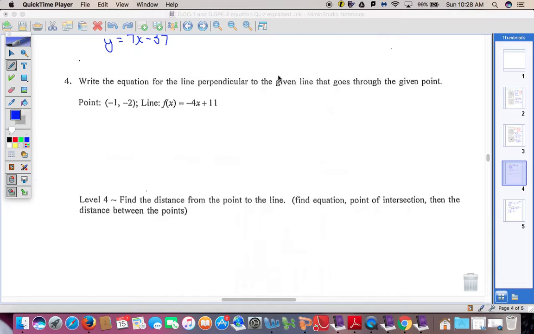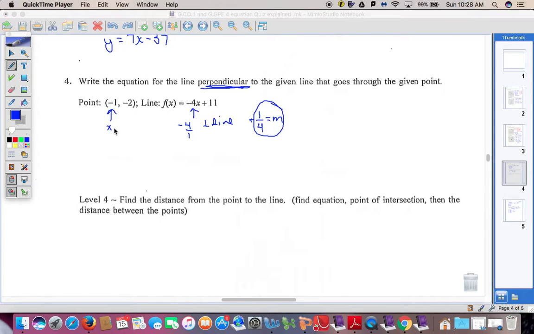So write the equation of a line that's perpendicular to the given line that goes through the given point. Okay, again, perpendicular lines have slopes that are opposite reciprocals. So my current slope is negative 4, so the perpendicular line would have an opposite reciprocal. The opposite of negative is positive, and the reciprocal of 4 whole, we can always write that as a fraction by putting it over 1, would be positive 1/4. So my slope is 1/4.